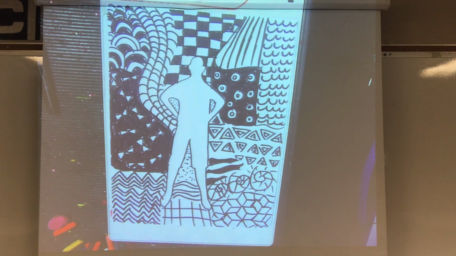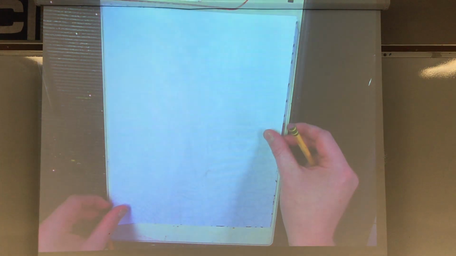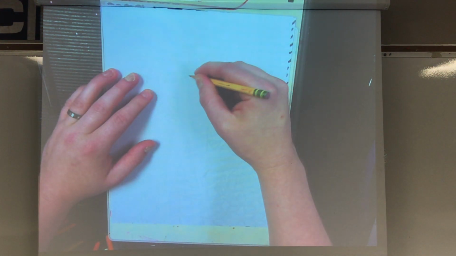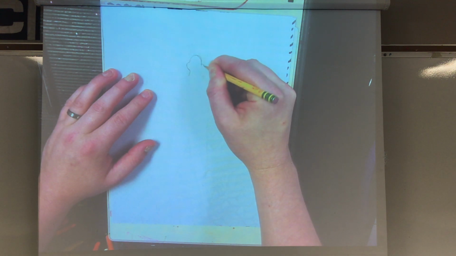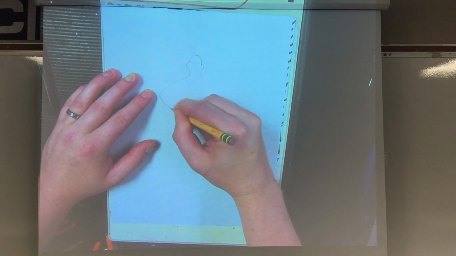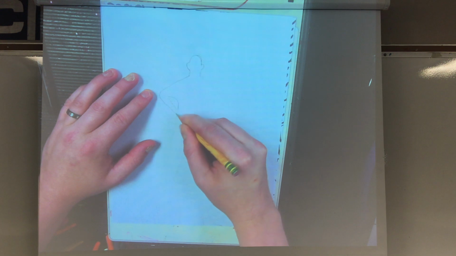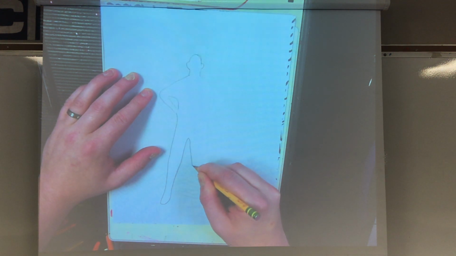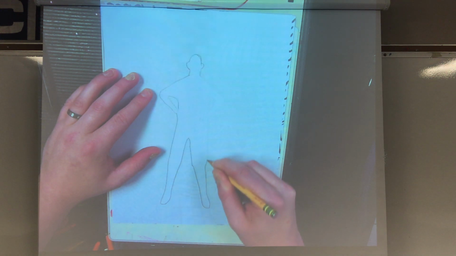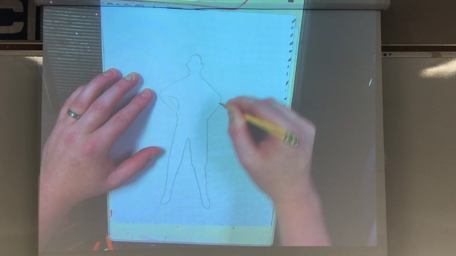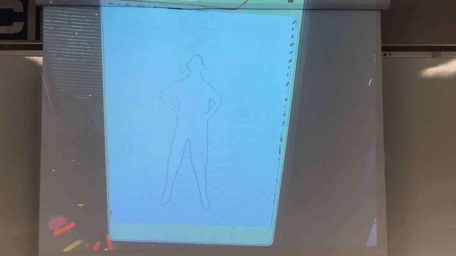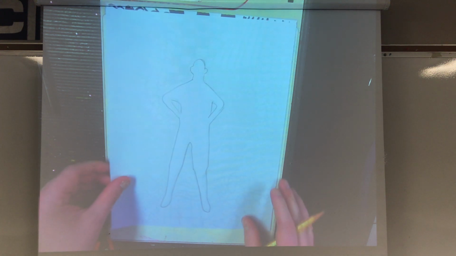All right, so I can kind of see my silhouette through my paper. You see that? So I'm going to pretend that's my iPad, and I'm going to trace my figure. I highly recommend you turn your iPad on to the highest level of brightness because that makes it easier to trace. All right, so there's my figure, right?